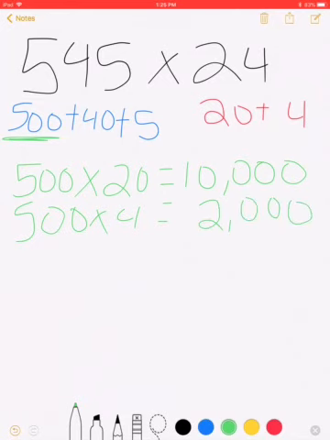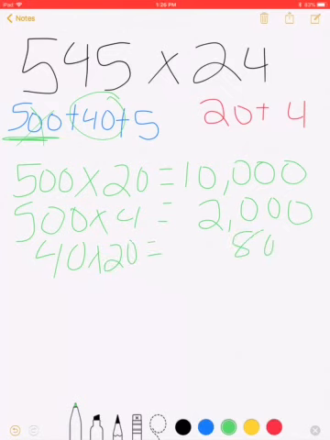Next, I'm going to do 500 times 4, which gives me 2,000. So I'm done with my 500. I've multiplied it by 20 and 4. So next I'm going to move to my 40. I'm going to do 40 times 20, which gives me 800. And I'm going to do 40 times 4, which gives me 160.